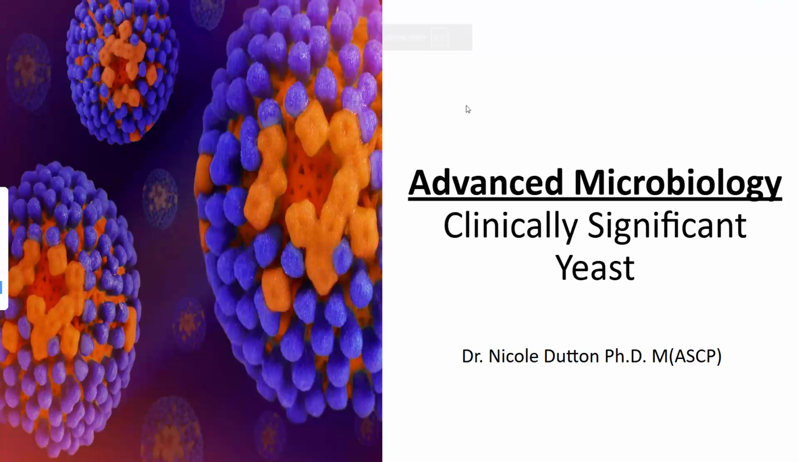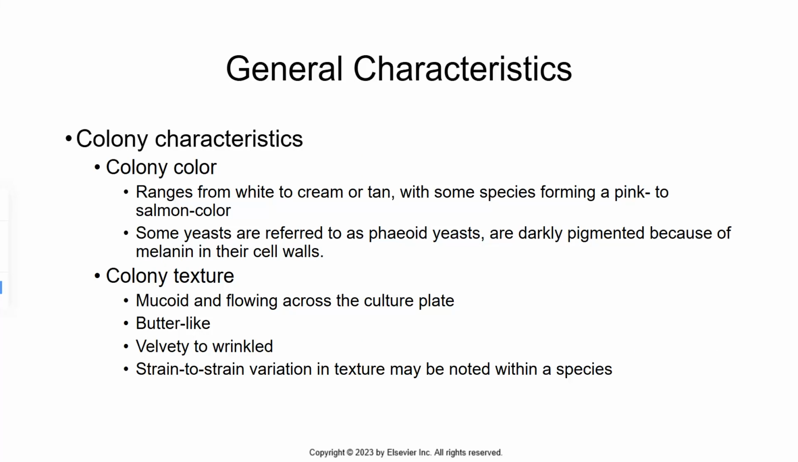Clinically significant yeast. General characteristics: yeasts are going to be unicellular. So they're fungi, and they're the unicellular fungi. Sometimes yeast can look like multicellular organisms and they form this structure called pseudohyphae, but they're really just single-celled organisms.